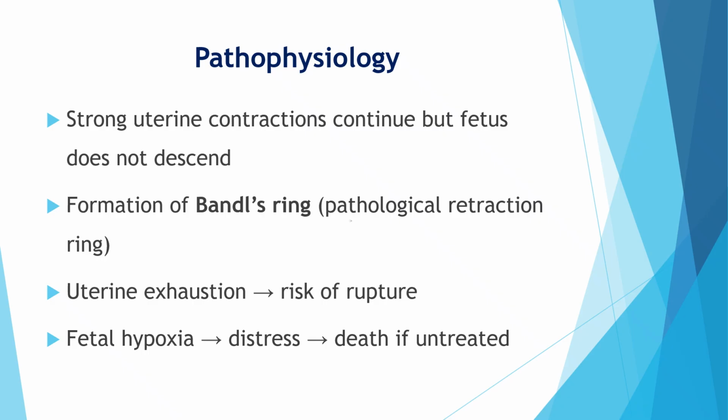In obstructed labor, the uterus keeps contracting strongly, trying to push the baby down, but the baby does not descend because something is blocking the way. As this continues, a line called Bandl's ring forms, which is a sign that the uterus is under too much stress. Over time, the uterus becomes very tired, and this can even lead to rupture, which is very dangerous. At the same time, the baby is not getting enough oxygen, leading to fetal distress, and if not treated quickly, it can result in the baby's death.